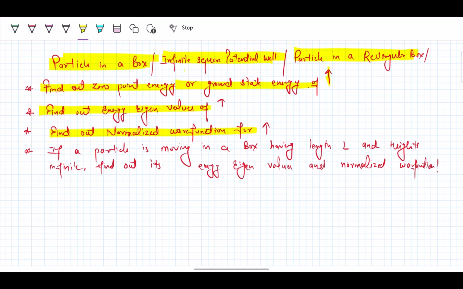Also, you may have a question with the condition that a particle is moving in a box having length L and height infinite. All right, so find out its energy eigenvalues and normalized wave function. Okay, so all these questions are related to a single topic, and this topic is very important. So let's talk about it.